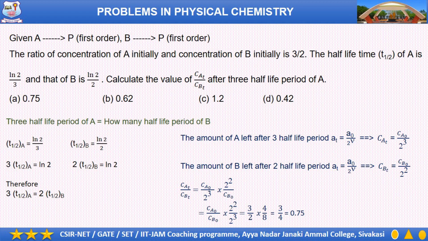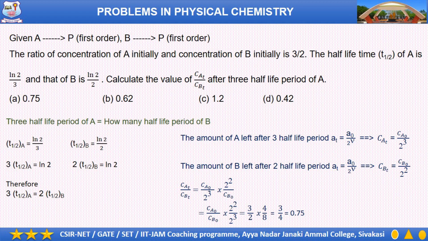Therefore, you have to put 2 power 2. Now, what is asked? What is the concentration of A and B at time T after 3 half-life periods? This is the concentration left of A at 3 half-lives of A. And this is the concentration of B left after 2 half-lives, because 3 half-lives of A is equal to 2 half-lives of B according to the given equation.